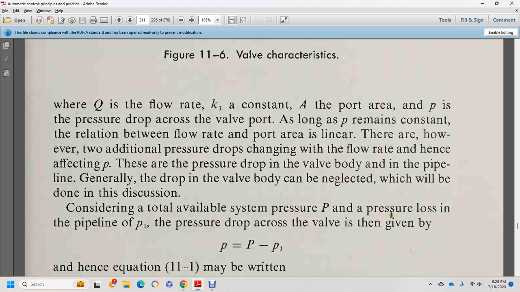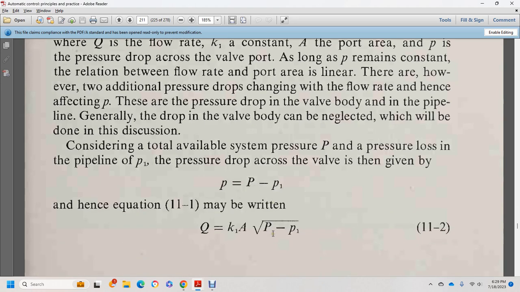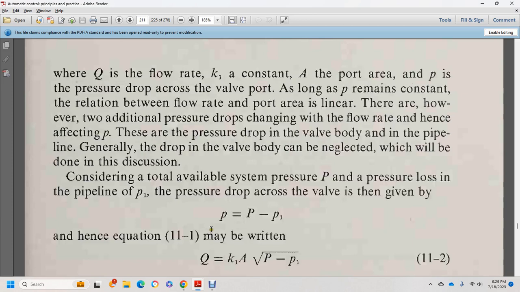Pressure drop across the valve is equal to the total pressure in the system minus the pressure loss in the pipeline. Hence, the equation may be written as: Q, the flow rate, is equal to the port constant times the area of the port times the square root of the system pressure minus P1, which is the pipeline pressure.